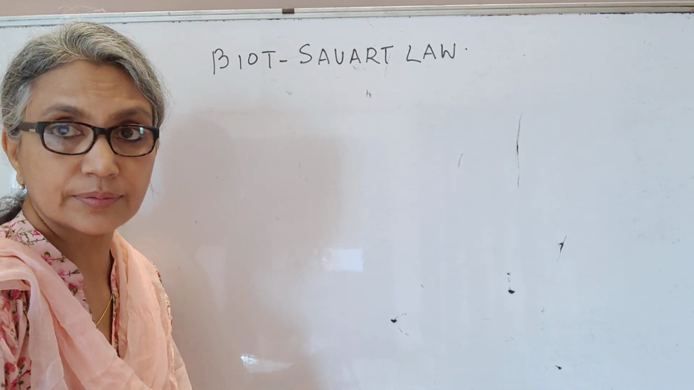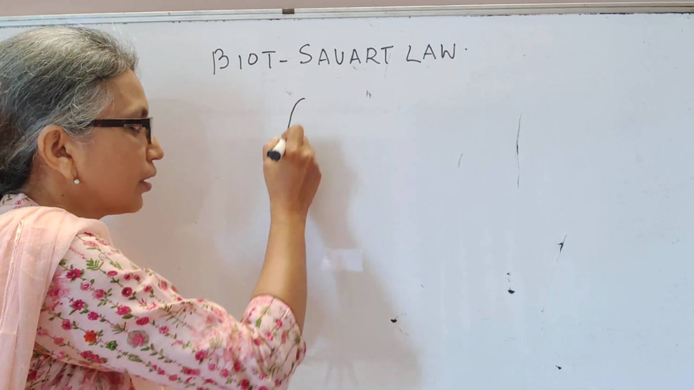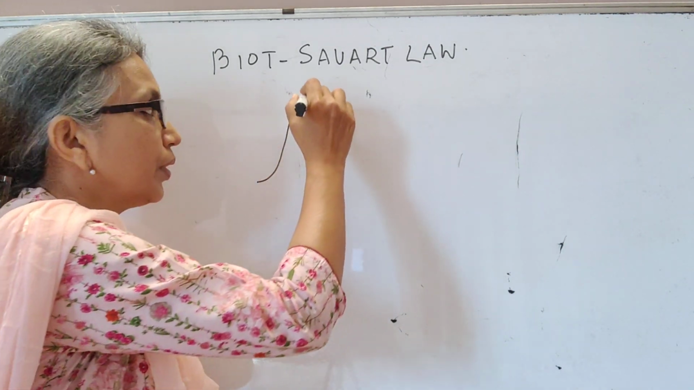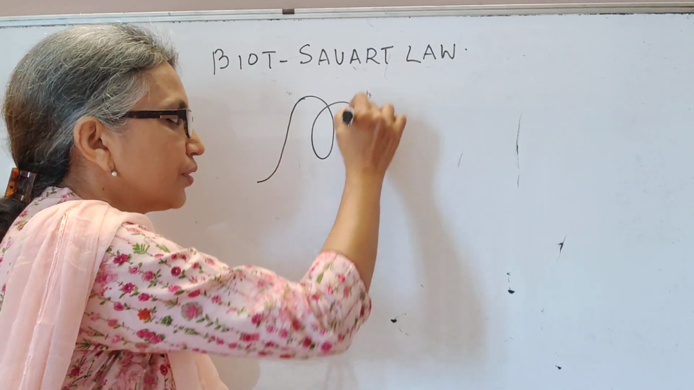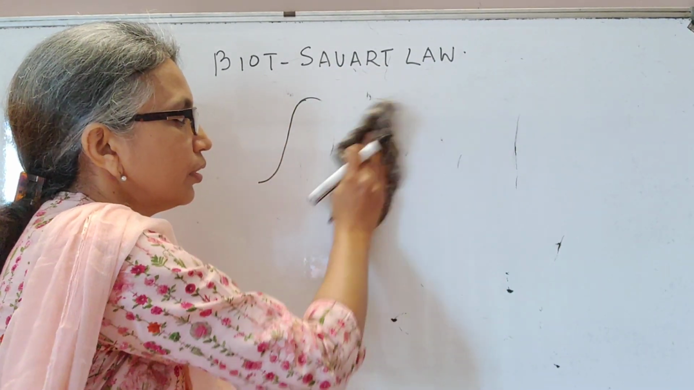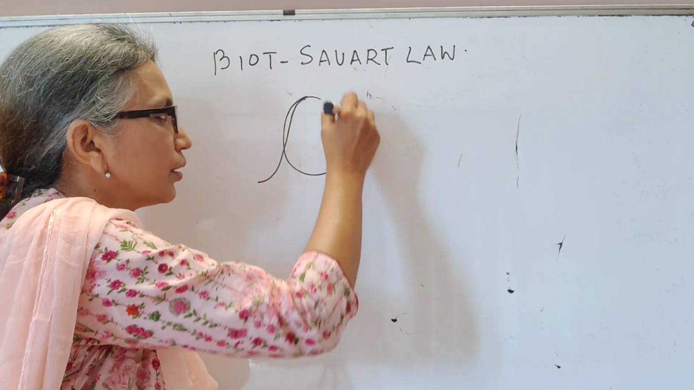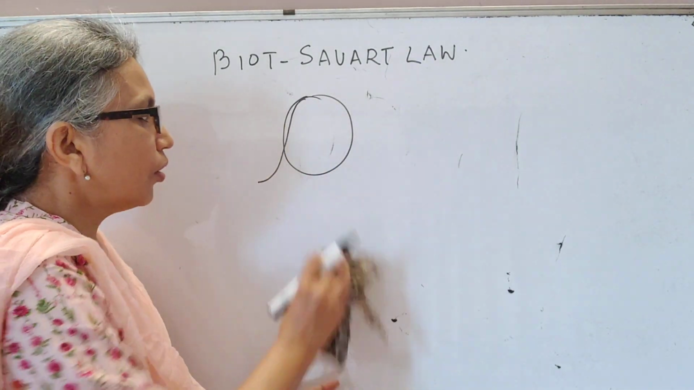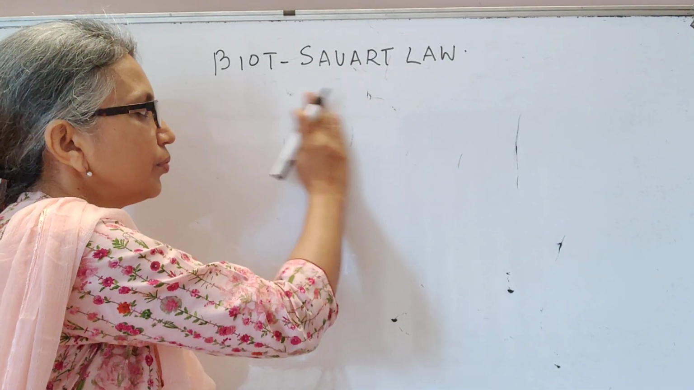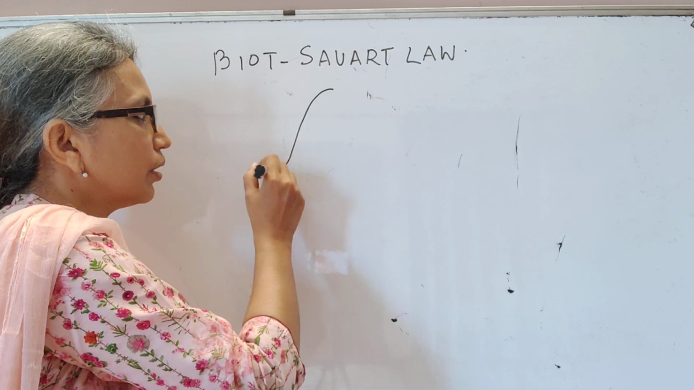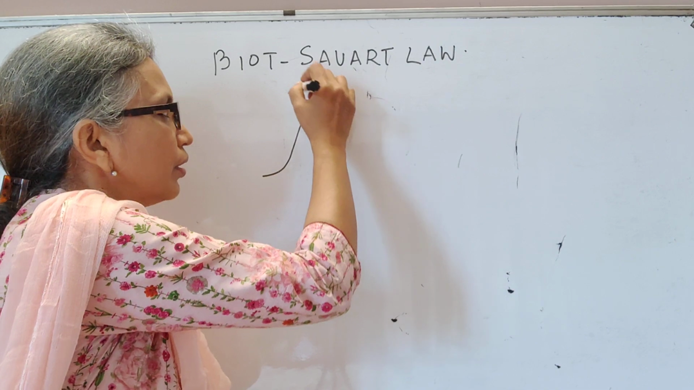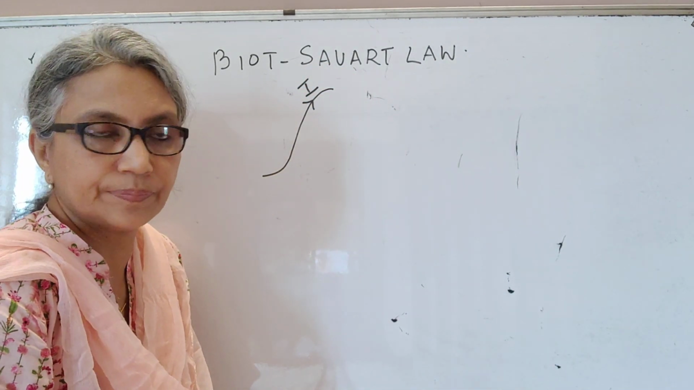Biot-Savart law states that if you have, let's say, this is a current carrying conductor. I've just drawn something like this. This conductor could be part of what you know as a solenoid. You have seen a solenoid in class 10. Or it could be, let's say, part of a circular coil, that is this coil carrying current. Or it could be just a straight conductor that is carrying current. So I'm just drawing a current carrying conductor like this. And the direction of current in the conductor is shown here.